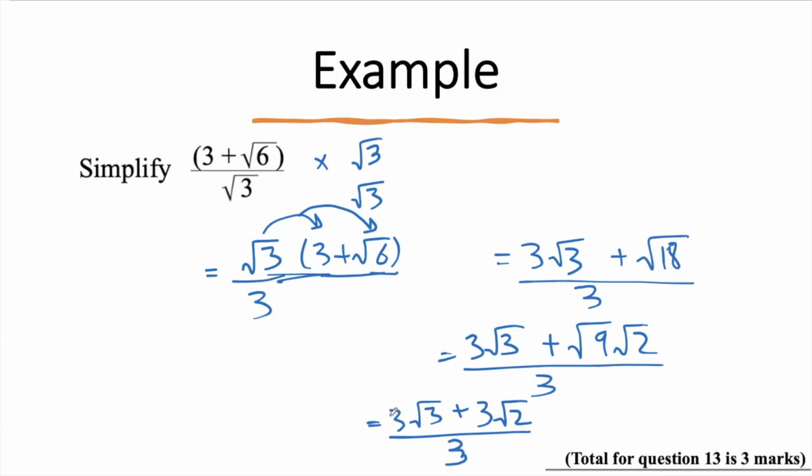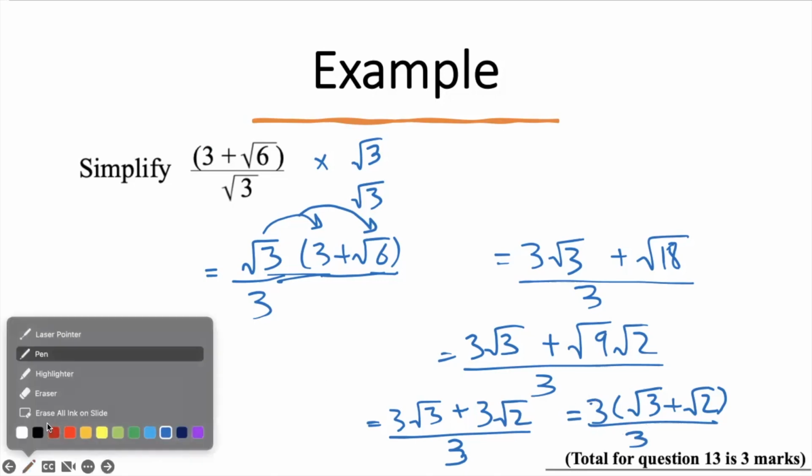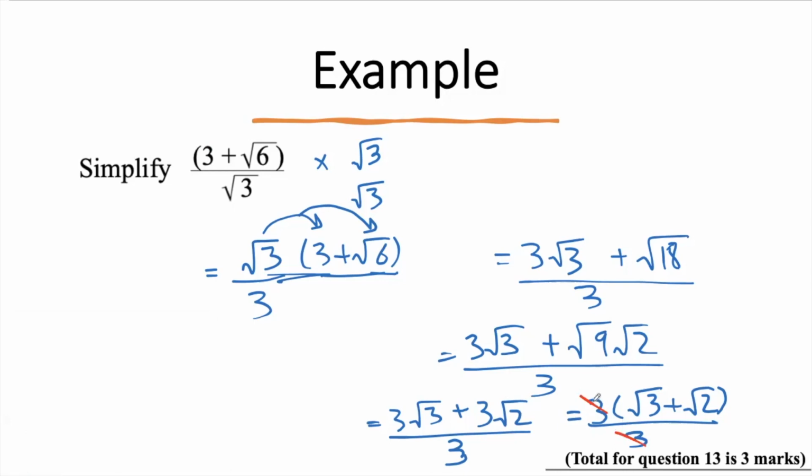Now, if you notice the top, we have 3 as a common factor in 3 root 3 plus 3 root 2. It's like 3x plus 3y, so you can factor out a 3. When you factor out the 3, you're left with root 3 plus root 2 inside the bracket. Now this 3 and this 3 cancel each other out, because you divide the top and bottom by 3. So our answer is root 3 plus root 2.